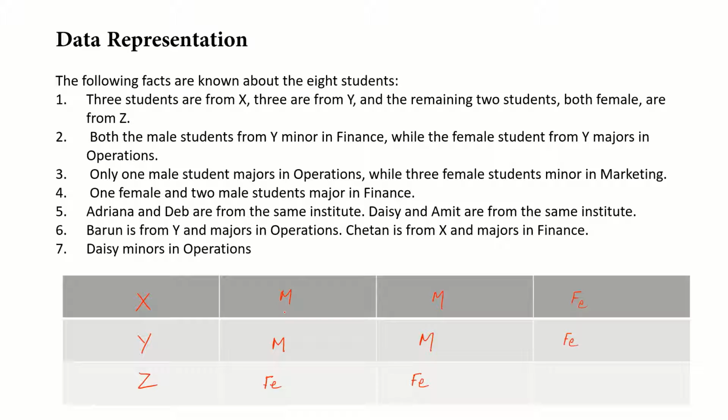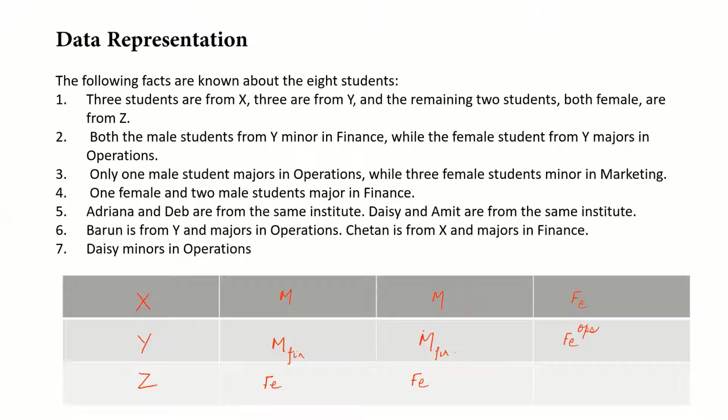Let's come down to point number 2. Both the male students from Y minor in finance. So we'll write minors as subscript and majors as superscript. Finance, I have finance, while the female student from Y majors in operations. You can write operations here. Perfect. Only 1 student majors in operations, while 3 female students minor in marketing. From this, I'll not be able to do anything right now.